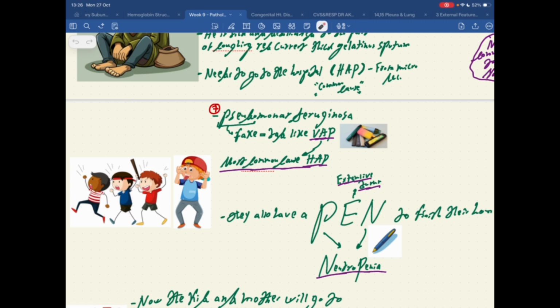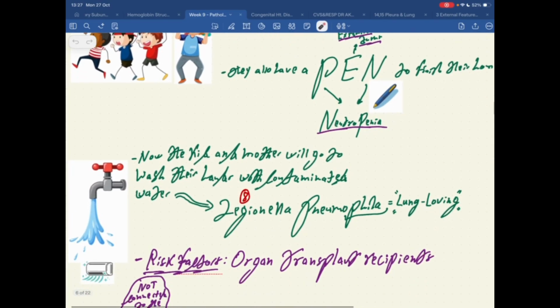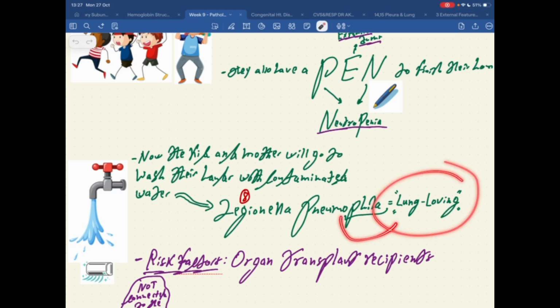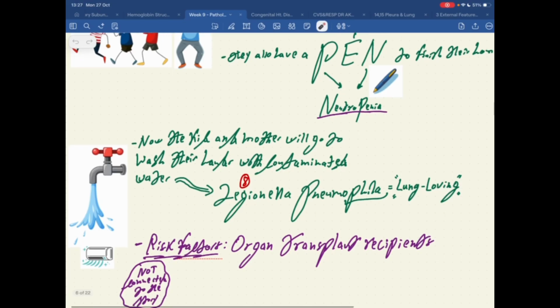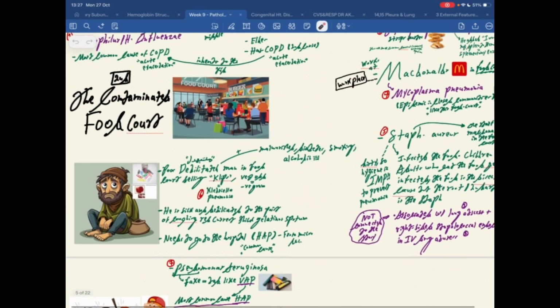Guess what? Even in the bathrooms, they weren't free from contamination, okay? Even the bathrooms in that food court weren't clean. So now the kid and the mother, they go to wash their hands with contaminated water. What is associated with water? What bacteria? Legionella pneumophilia. And we say pneumophilia here because it's lung-loving. This is the translation of it, by the way. Okay? So by that, we conclude our story for today.